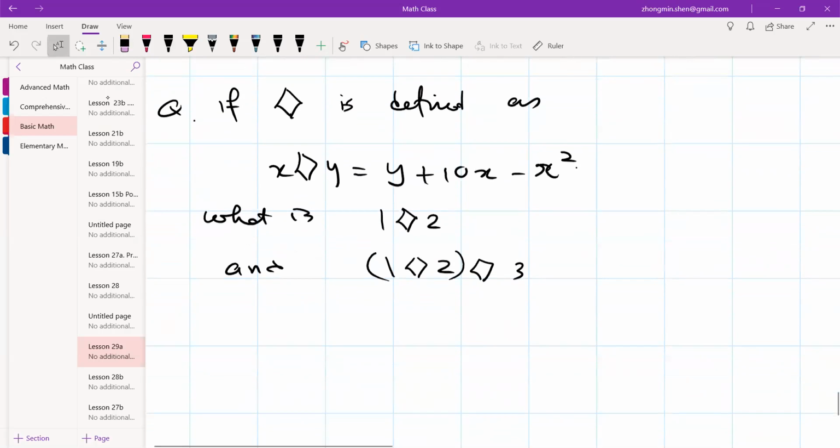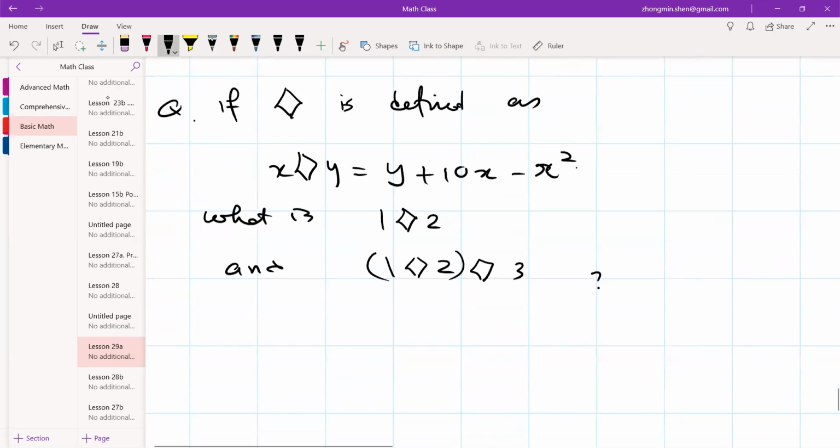All right, can you do this? 1 diamond 2 equals 2 plus 10 times 1 minus 1 squared. So 1 diamond 2 equals 11. Yes, the diamond. It's 11.